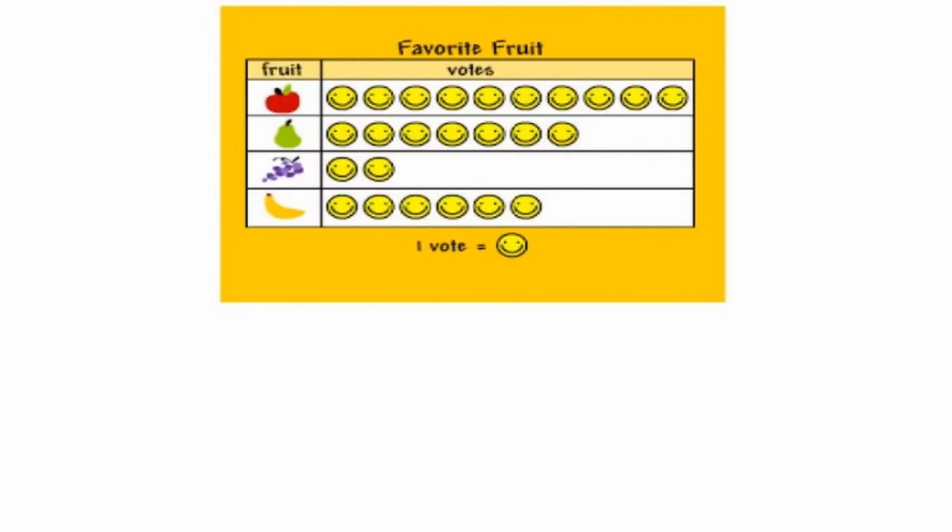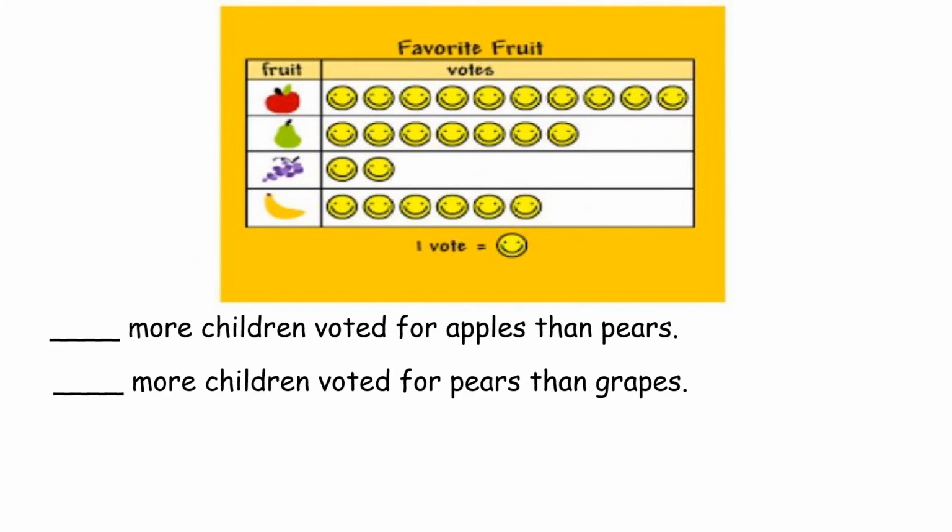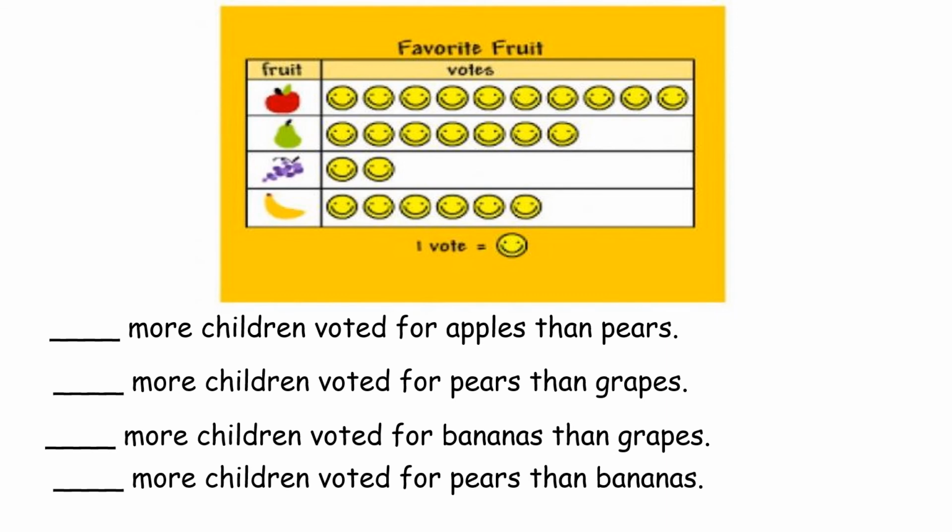Here I have an exercise for you to do. Here we have a pictograph showing favorite fruits of children. We have apples, pears, grapes, and bananas. You will pause the video and you will complete this exercise in your mathematics exercise book, and then you will submit it to me. Your parents have a choice. They can either print the pictograph for you to stick in your book, or they can help you to draw it, right? So it's optional. So complete it and then submit it to me.